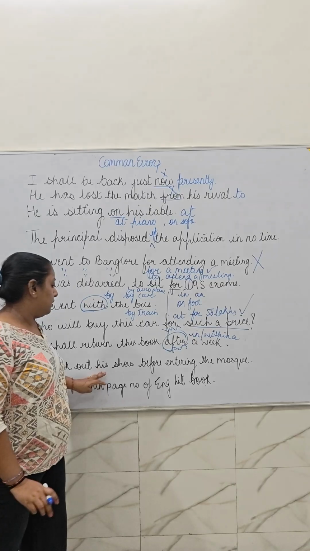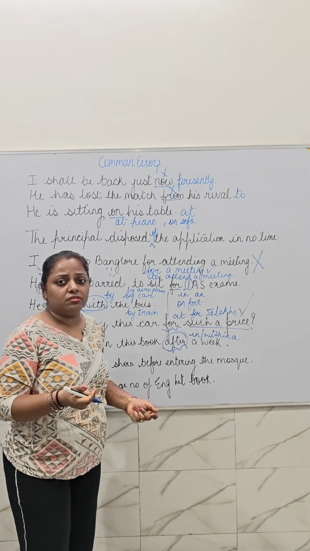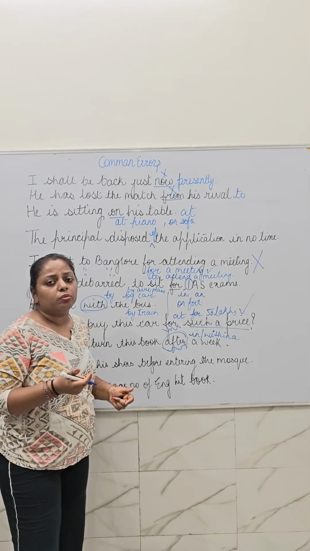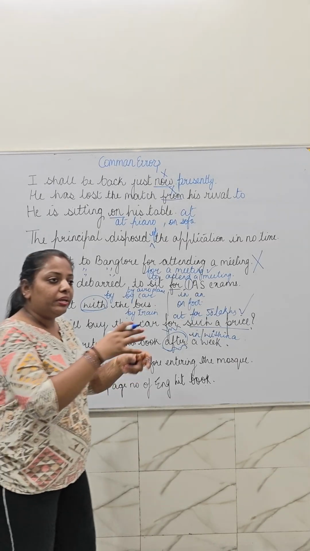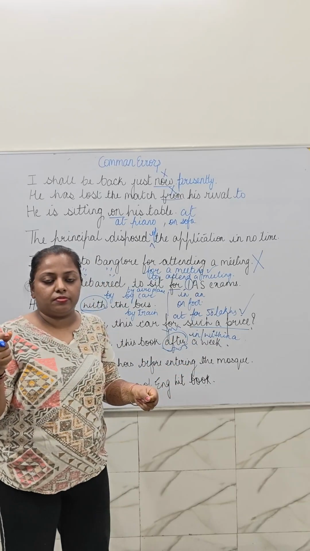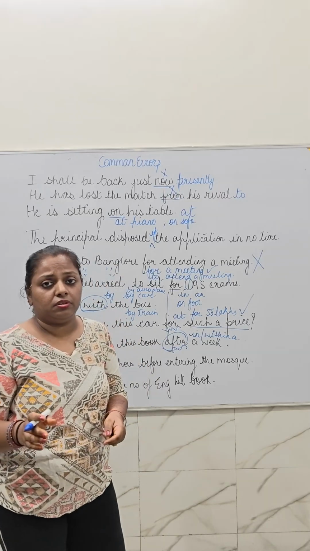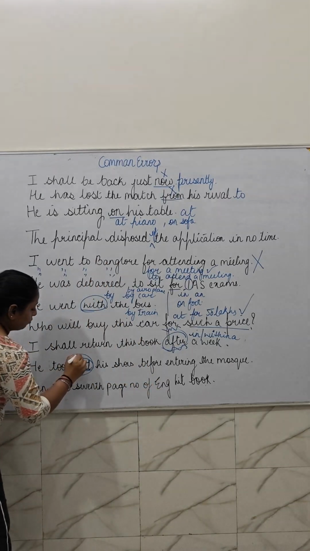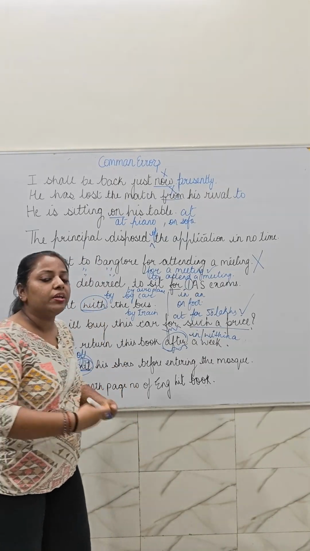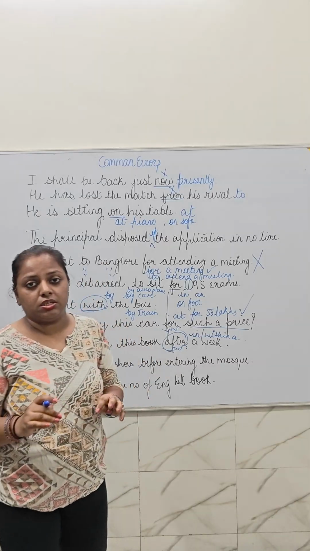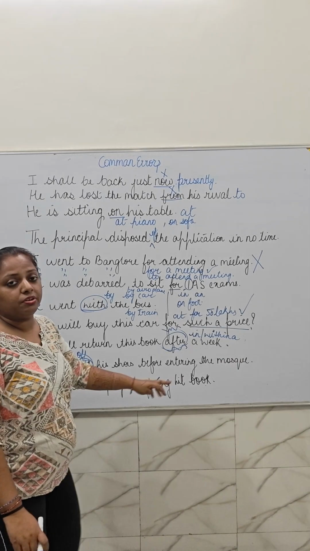"He took out his shoes before entering the mosque." I've even heard parents saying, "Take out your shoes. Take out your clothes." No, it is never "take out." This is the error. When you take something out of something, that means you are kind of destroying it. Okay? You have to say "he took off." "Took off" means that the person is removing the clothes or the shoes or the socks. So the error is "out." The sentence should be, "He took off his shoes before entering the mosque."